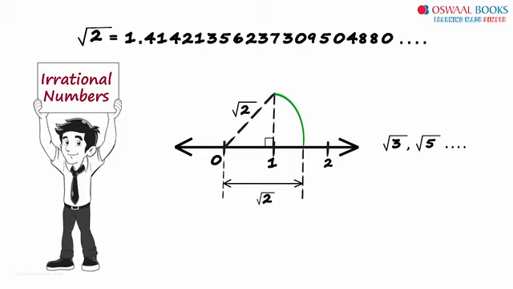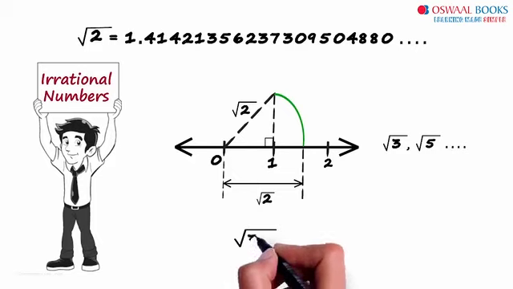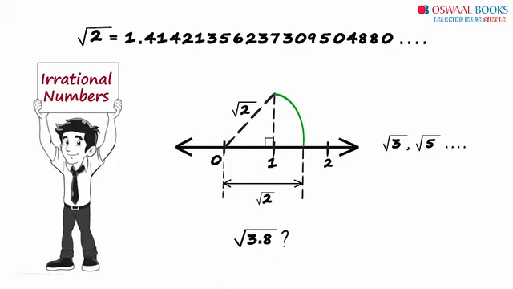Now here's another interesting question. How can we plot a real number like square root of 3.8? We cannot form a right triangle with root 3.8 as the hypotenuse. There's another technique which we will look at in the second part of the video.